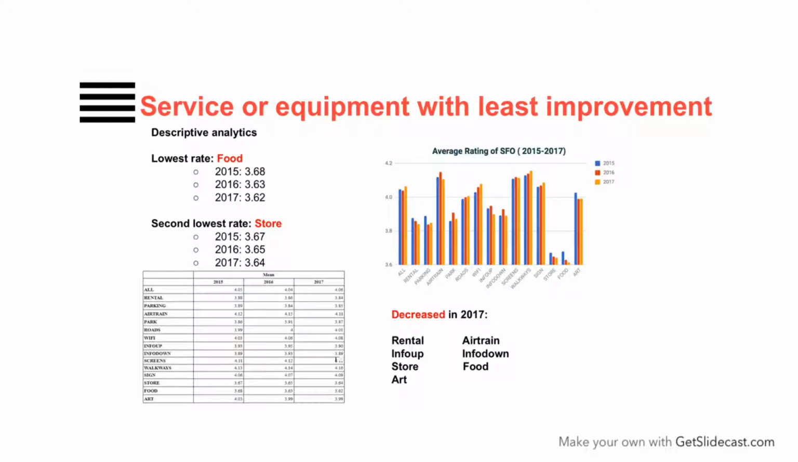In the feedback, customers rate from 1, which is unacceptable, to 5, which is outstanding; 0 is blank, and 6 is never used. So we replace all the 0s and 6s with each column's mean. Then we insert a bar column chart in order to compare the 3 years of data visually, and we directly found that food and store are the 2 lowest rated from 2015 to 2017, and those services decreased in 2017: rental, airtrain, info up, info down, store, food, and art.